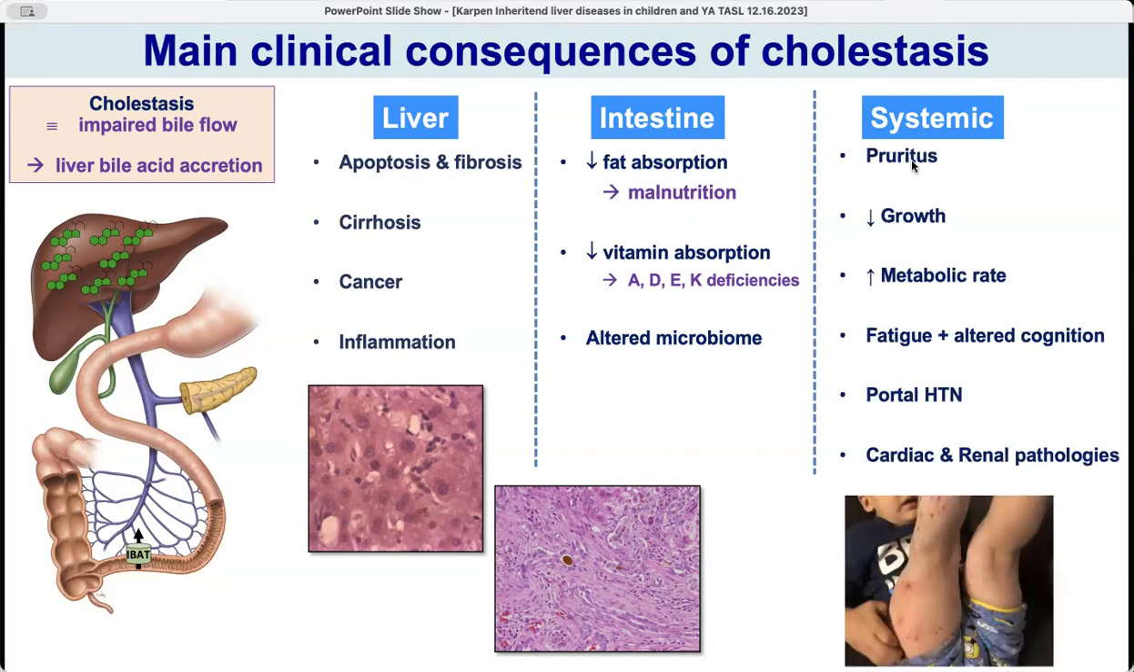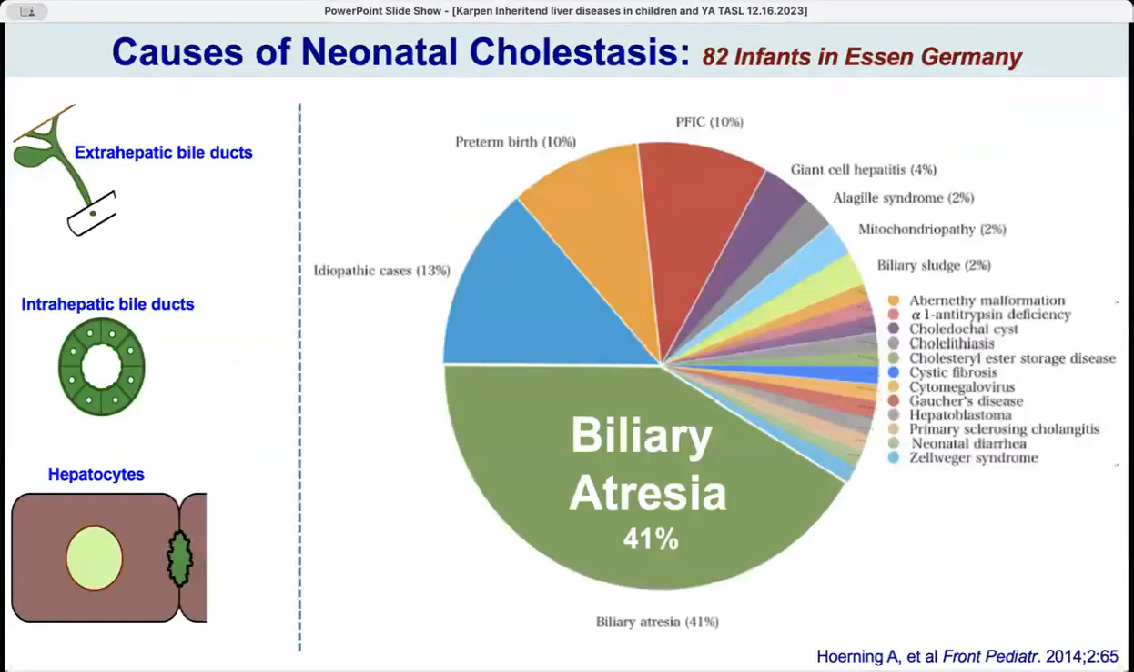First of all, not really neonates, but later on for cholestatic disorders or pruritus, and you can see a picture at the bottom here of a patient with PFIC2. But in the babies, lack of good growth, quite high metabolic rates. There is fatigue, and as we've seen as they get older, altered cognition, ramifications of portal hypertension. And as we and others have pointed out, there are both cardiac and renal pathologies that occur quite early. This is important, not just as patients are adults with chronic liver disease, but also children with cholestatic disorders. So how do we evaluate these?